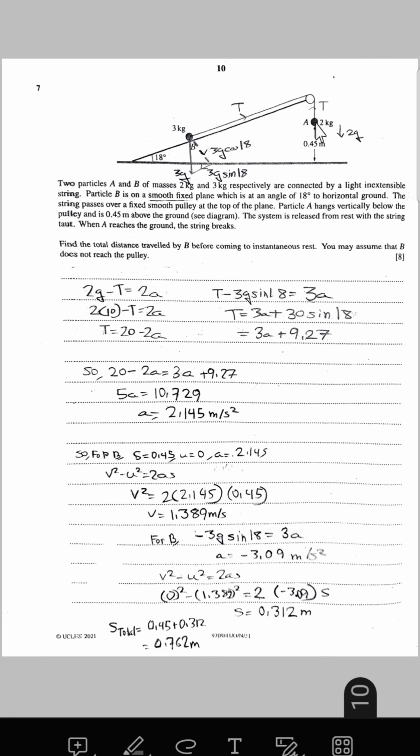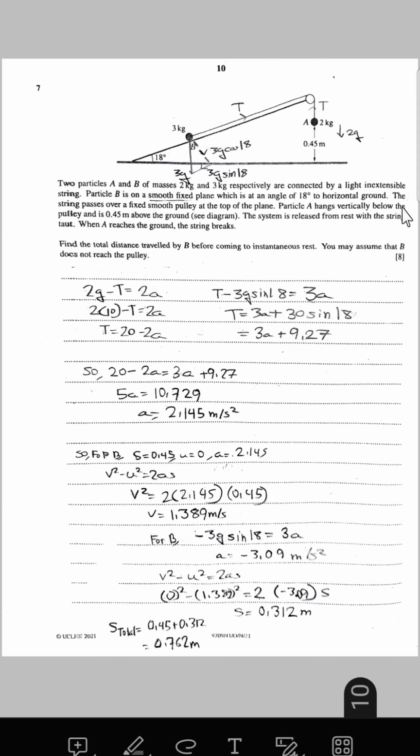Question number 7. Two particles A and B of mass 2 kg and 3 kg respectively. That means the mass of A is 2 kg or 2g, weight 18 downwards, and the mass of B is 3 kg or 3g, weight 18 downwards, vertically downwards. Particle B is on the smooth plane, that means there is no friction in this plane, which is at an angle of 18 degree to the horizontal. So here this angle is 18 degree, and the string passes over a smooth pulley at the top of the plane. That means this pulley is smooth, so there is no friction here either.